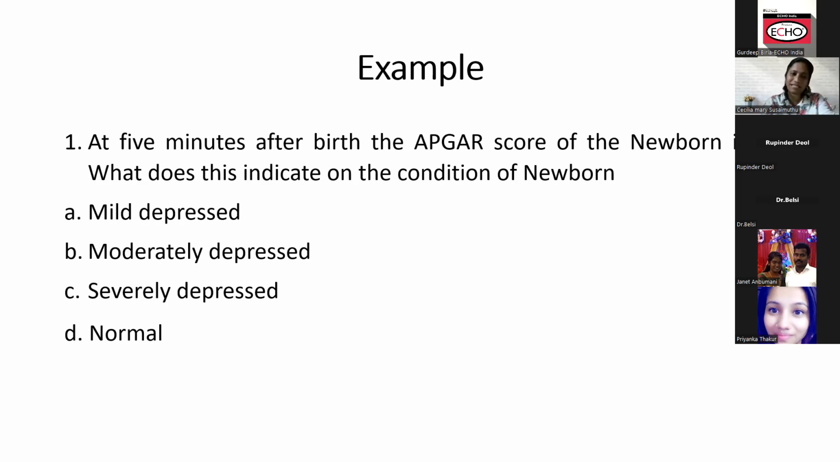So here, the stem is: at 5 minutes after birth, the Apgar score of the newborn is 9. What does this indicate on the condition of the newborn? This is the stem. And when you see Apgar score, you have normal, mild, moderate, severe. These are the plausible distractors. 9 is normal, but the plausible distractors are mild, moderate, and severe. These are classifications of the distress that we see as per the Apgar scoring. So these are the distractors that are used. Further we will see.